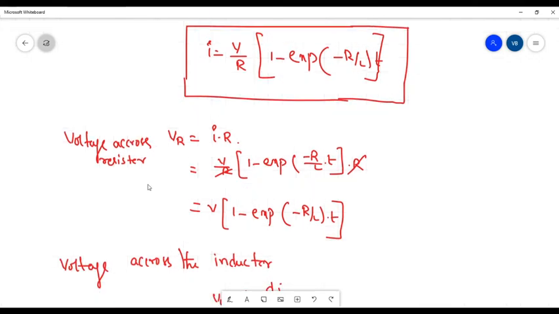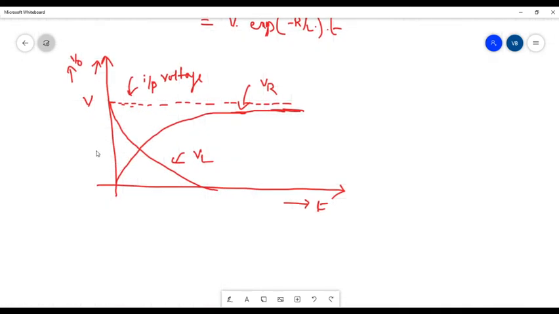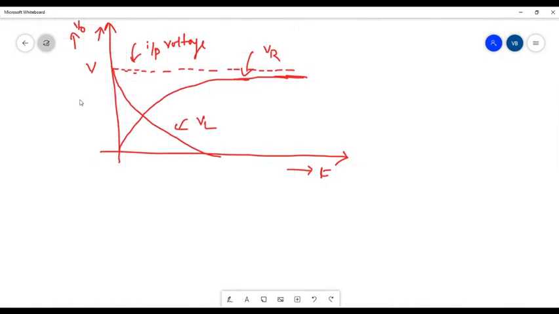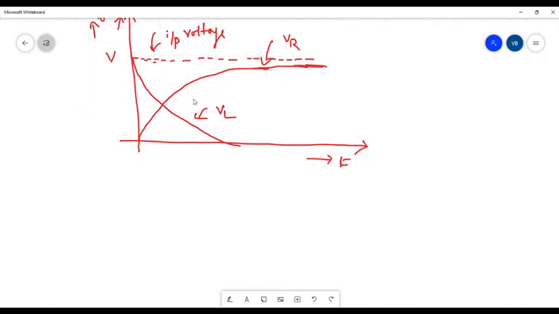Here we are going to calculate the voltage across the resistor and the inductor by taking the formulas V equals IR and VL equals L into di by dt. We substituted the I value there and we got the graph like this.